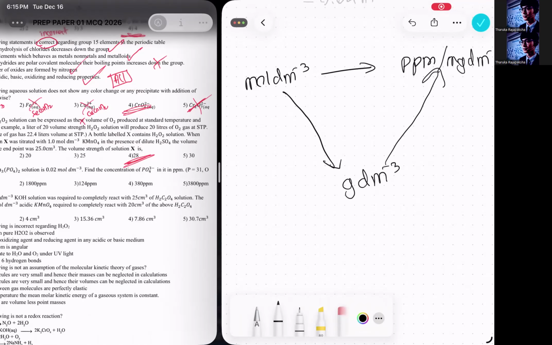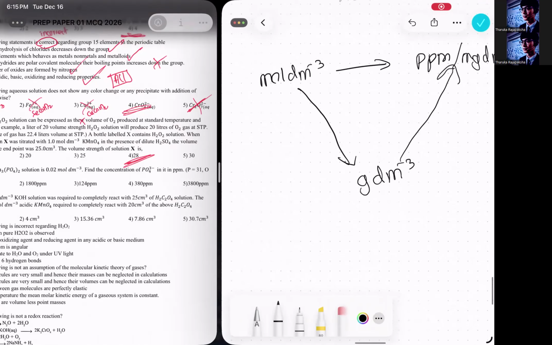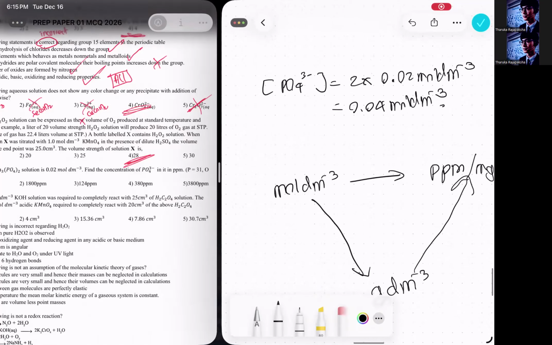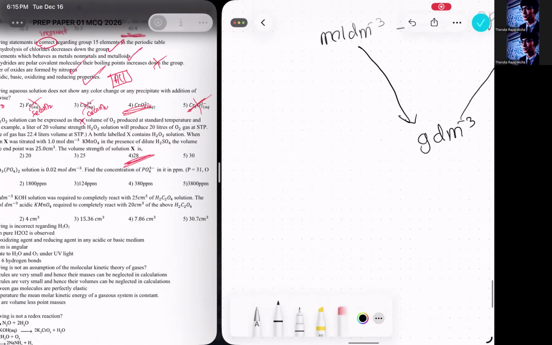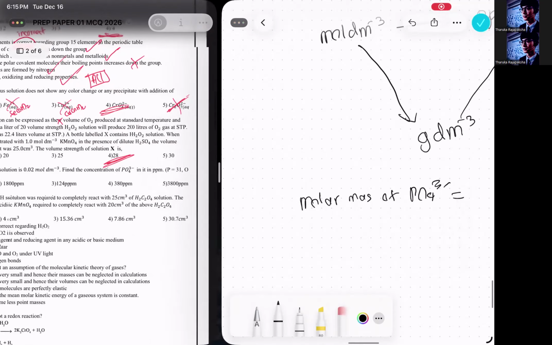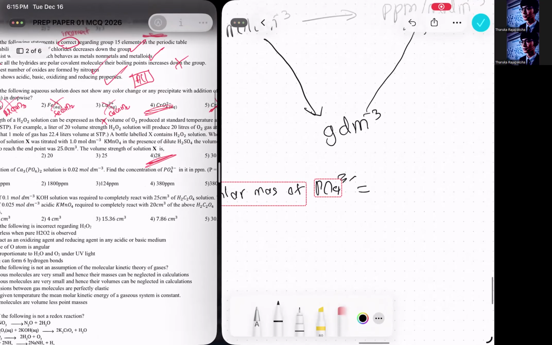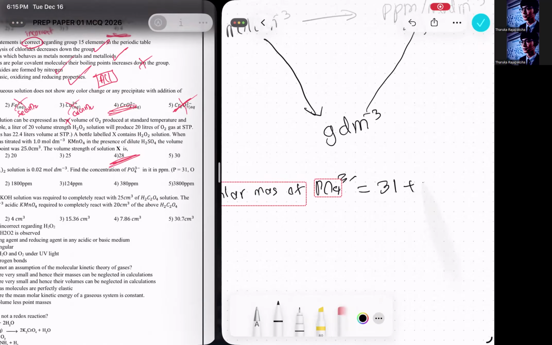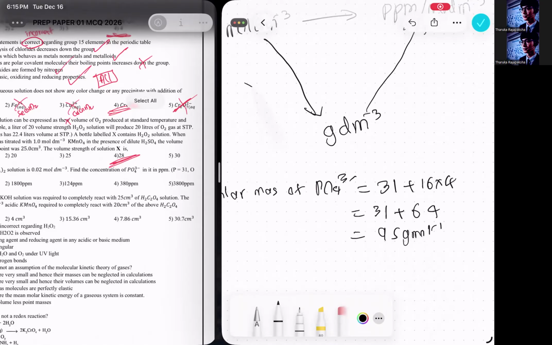So moles to gram, how are you going to do? You're going to multiply by the molar mass. So the molar mass of phosphate, PO4 3-, will be how much? 31 plus 16 into 4. 6 into 4, 24, 2 remaining, 4 into 1, 4, 5 and 6. That's going to be 65, 75, 85, 95. 95 grams per mole. Right? So you multiply by 95 grams per mole.